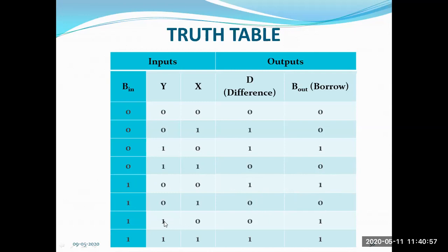So 0 minus 1, it is 1. 1 minus 1 is 0, and the borrow is also 1. So here 1 minus 1 is 0, and 0 minus 1 is 1. Here borrow is also 1.